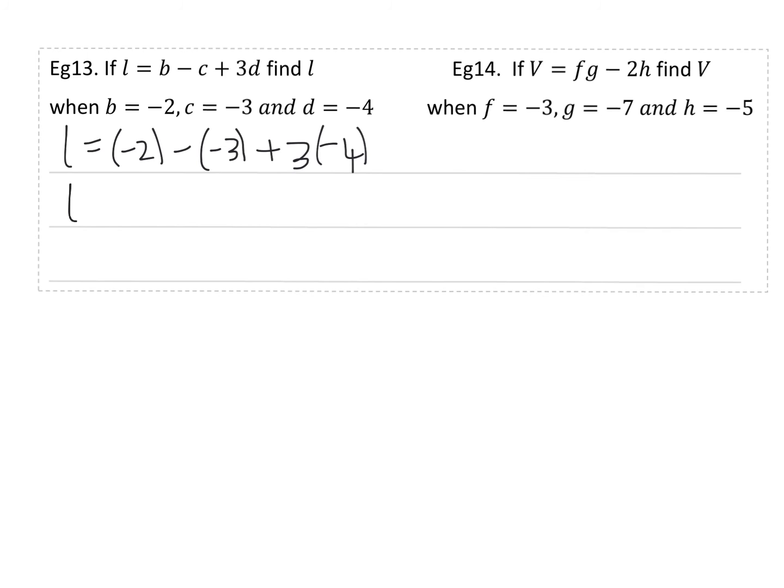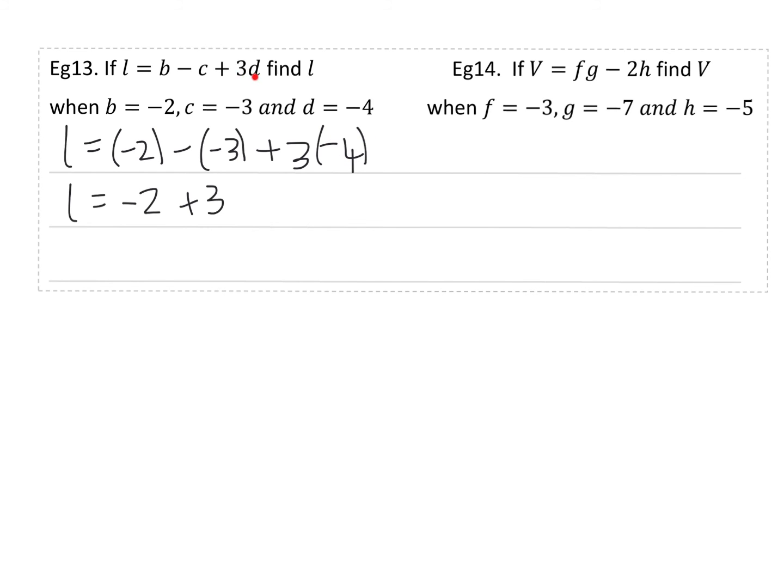So what do we have? We've got L equals minus 2. We're going to take away minus 3. If you take away a negative, that means you add it on. And then we're going to add on 3 times minus 4. Remember, when they're together, it means multiply. So it's not 3 take away minus 4. It's 3 multiplied by minus 4.